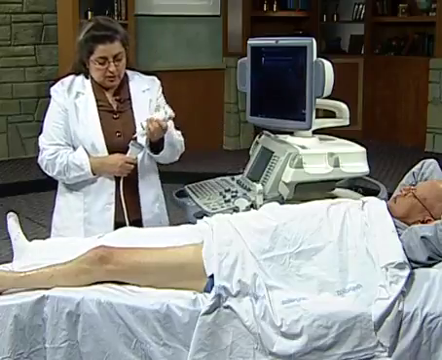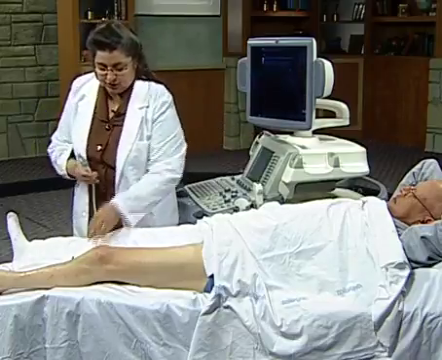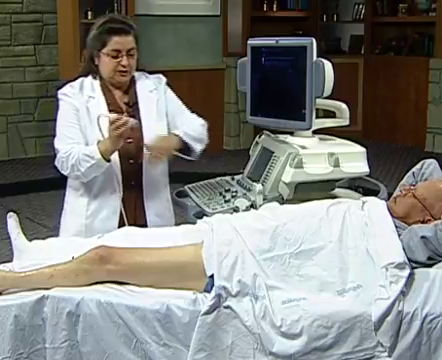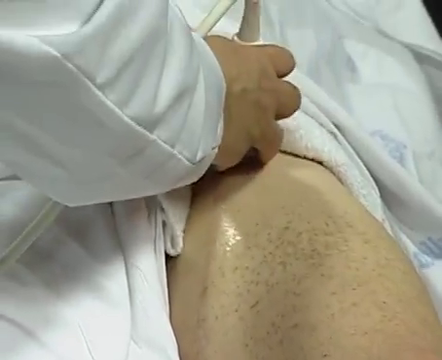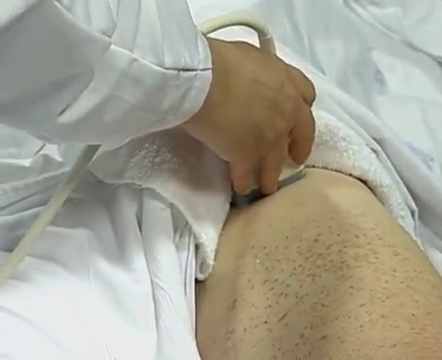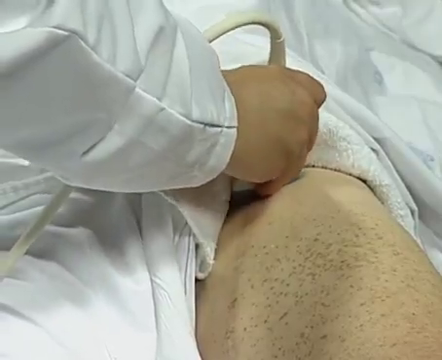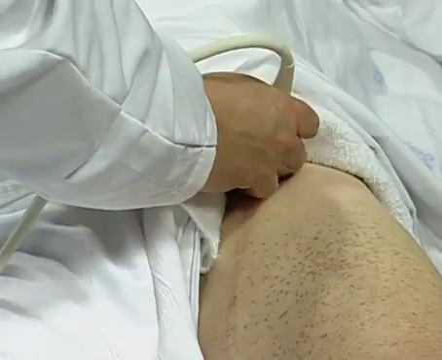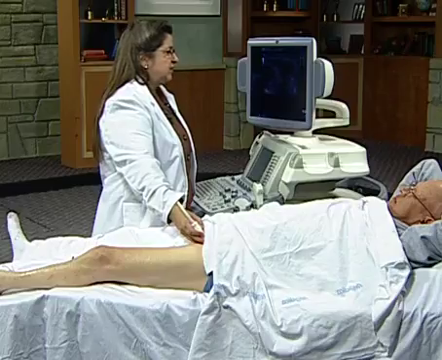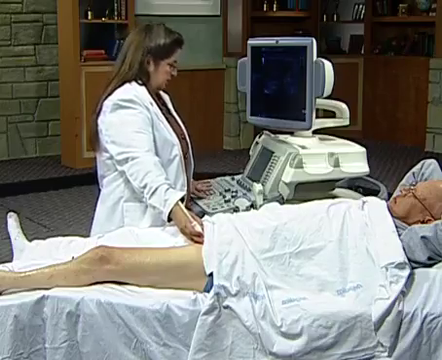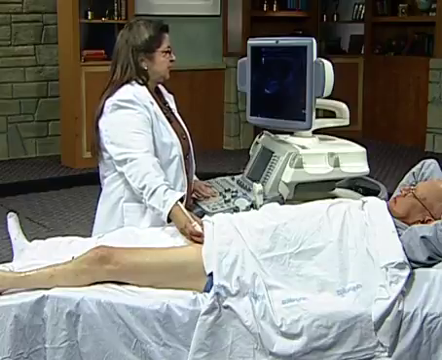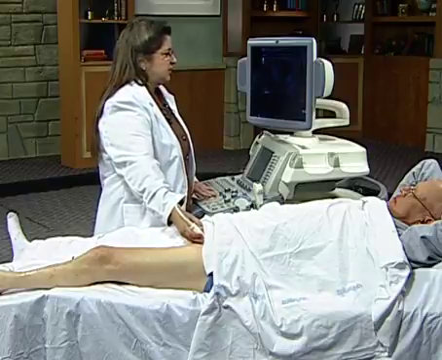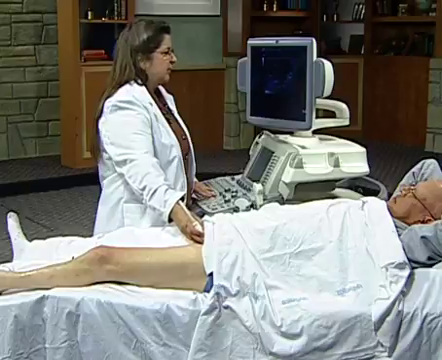Now, usually we just apply some gel and we'll start transversely up in the groin, high up, so we can identify what vessels we have. And remember, we want to keep this oriented appropriately so that the patient's right side of their body is to the left side of the image, just as we would display any kind of medical image.